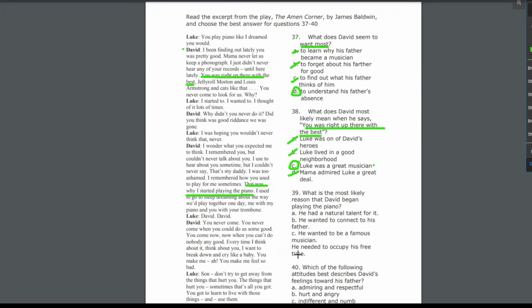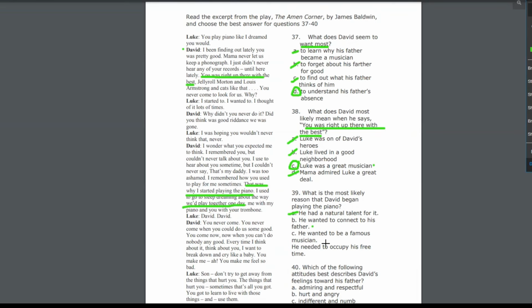So if we look at the particular answers, it says he had a natural talent for it. Never was that mentioned. Maybe he might have, but it wasn't mentioned. So that's out. All right, he wanted to connect with his father. Now that makes sense. Why? Because he remembered his dad, he started playing, and he dreamed that they would play together one day. And of course, being together is a sign of what? Making a connection. So that's an option.